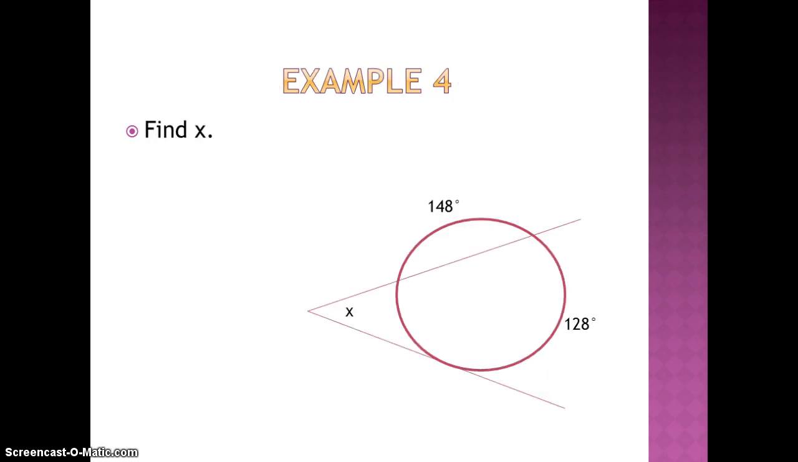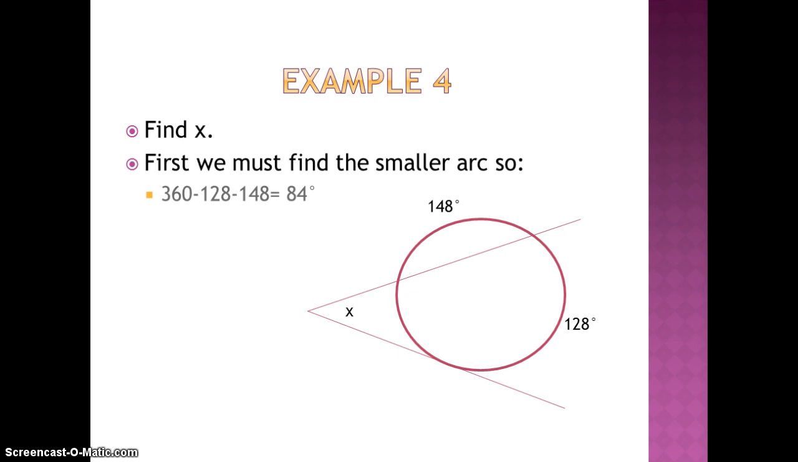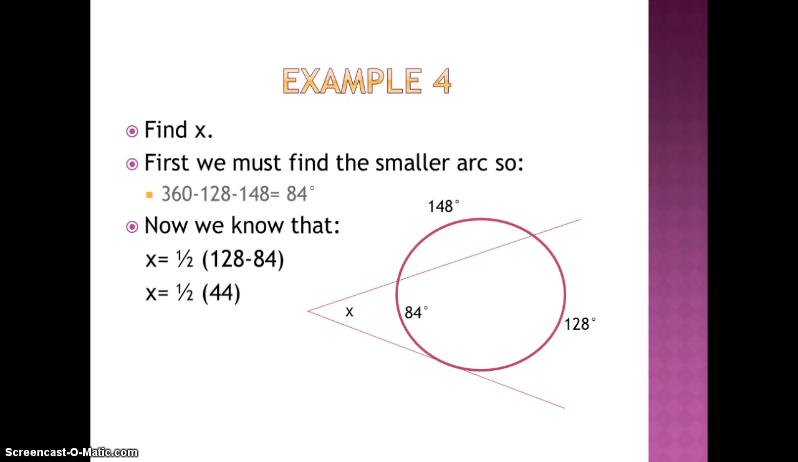So we're going to find x. First we must find the smaller arc, so 360 minus 128 minus 148 equals 84 degrees. Now we know that x equals 1/2 of 128 minus 84. X equals 1/2 of 44. X equals 22.